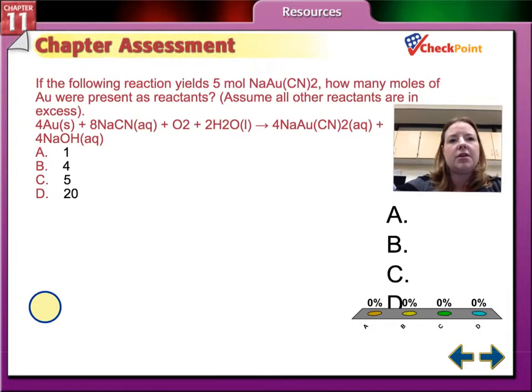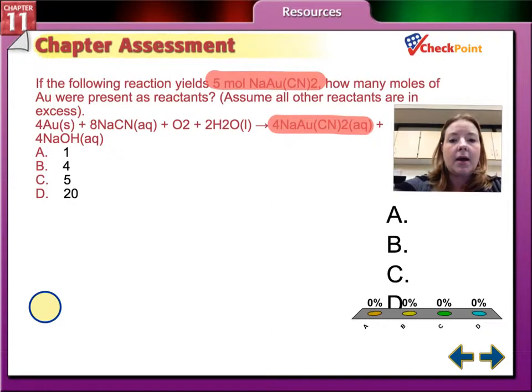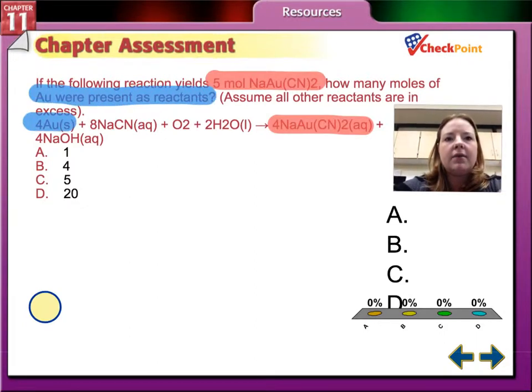This next problem actually looks a lot more complicated than it really is, so I'm just going to point out and highlight things as I go through it. It says, if the following reaction yields 5 moles of NaAuCN2. So first thing I'm going to do is I highlighted that in red, and I'm also going to highlight it in red on my chemical reaction. So it's telling me this material right here. I've got them both highlighted in red. I'm going to change to a different color. It says how many moles of Au were present as the reactant. So I used a different color to highlight that. I'm also going to mark it on my reaction here.